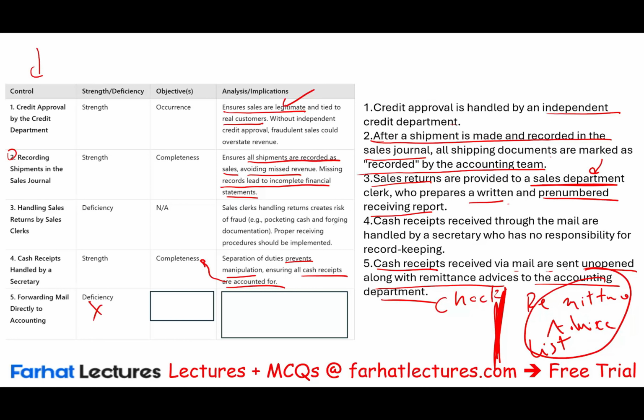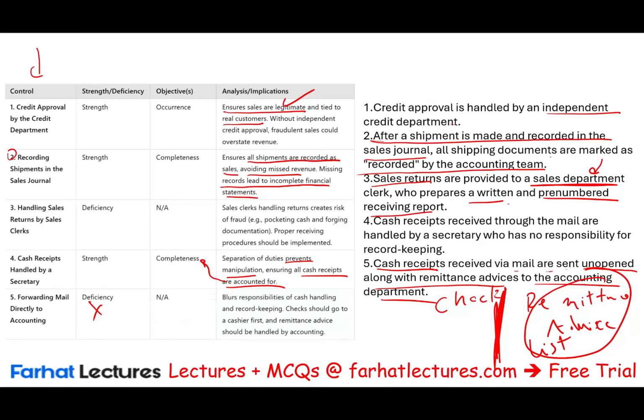Therefore, there's a deficiency. Why? Because of segregation of duties. You don't want the accounting department to have access to the checks and the record. It blurs responsibilities of cash handling and record keeping. Checks should go to the cashier first. They could go to the secretary for that matter. It does not matter. And the remittance advice should be handled by the accountant. So the secretary would open the mail and separate the checks from the remittance advice.